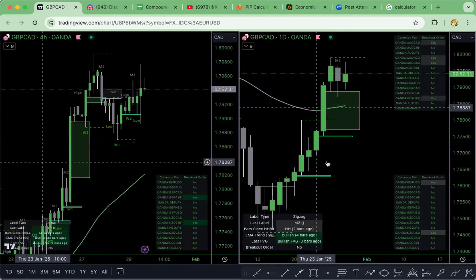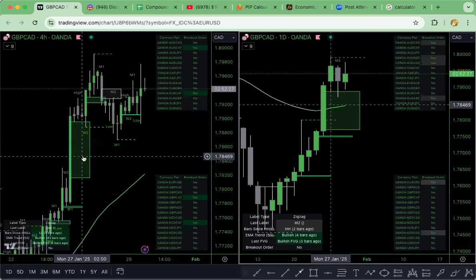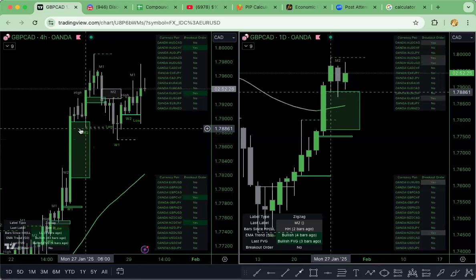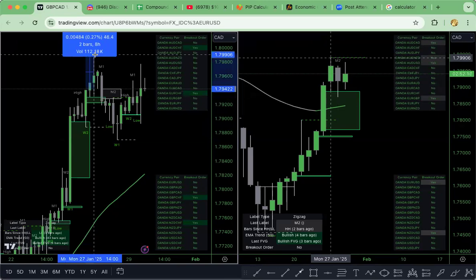Look, GBP CAD here. So this is one that broke out on Friday, pulled back to the 4-hour FVG. If I'm lying, I'm flying. Look, pullback to the 4-hour FVG. Here was your retest on Monday. Look here for the W2 entry. Boom. This was a nice little scalp trade of like 40 pips.